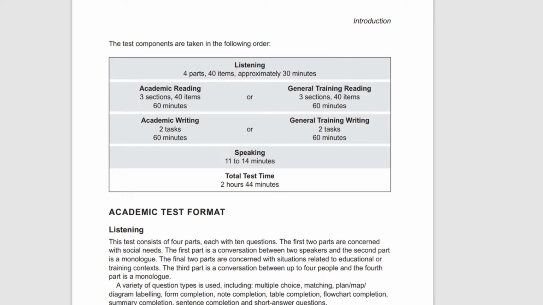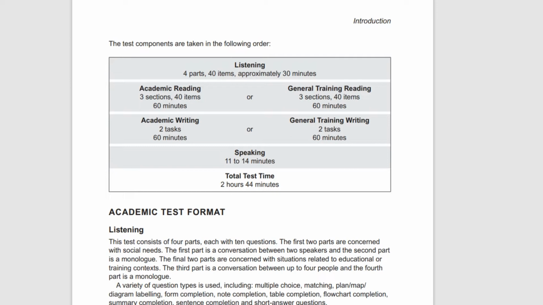The reading part consists of 40 questions, and there are 3 reading passages that you need to read and answer 40 questions. So for each reading passage, you'll have around 13 to 14 questions.